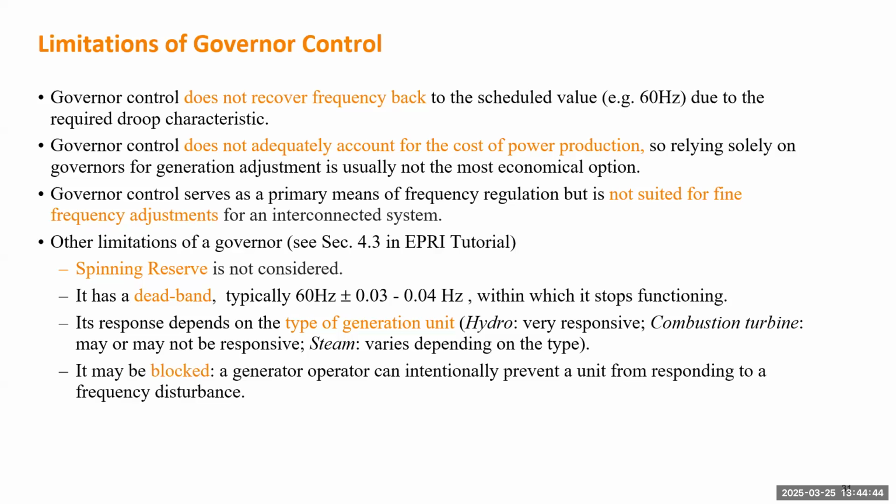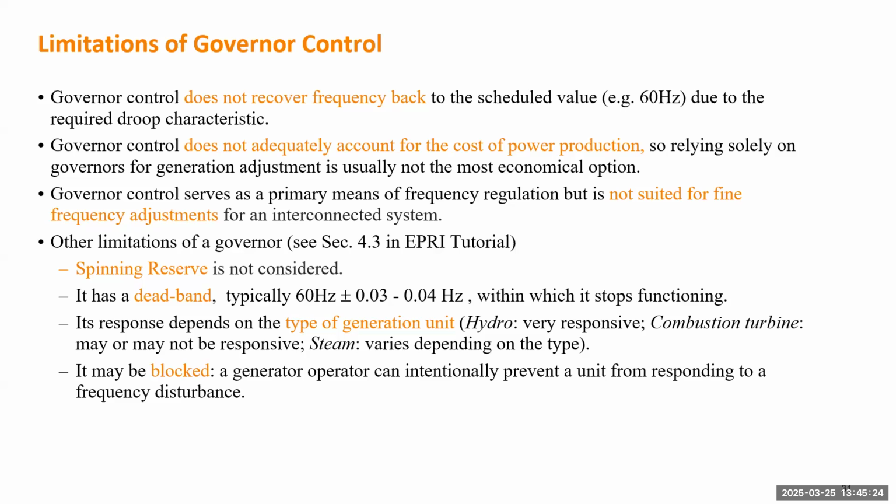And the governor control can be blocked if any operator of the power plant tries to protect the unit, or they see the unit become somehow unstable. They can intentionally block these governors for a certain amount of time. Maybe when the system is experiencing a large disturbance, or maybe when the system is in the restoration process, they can intentionally block some governors.